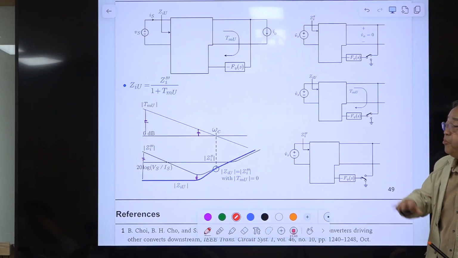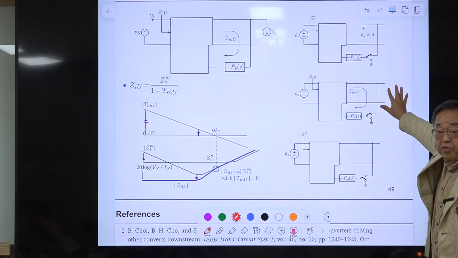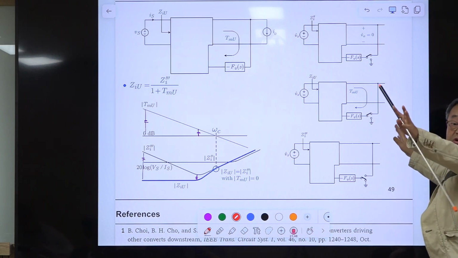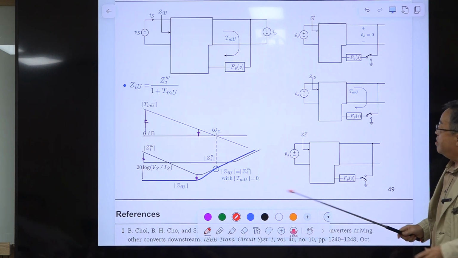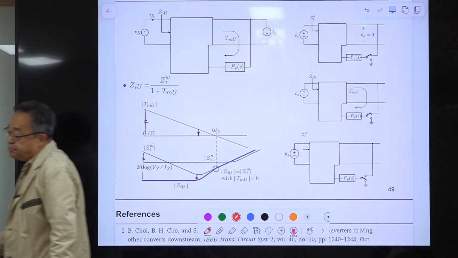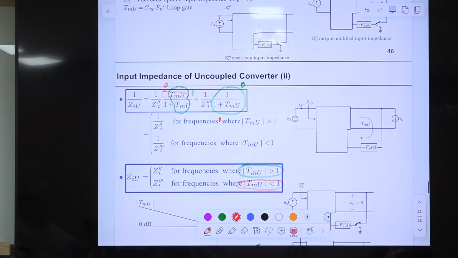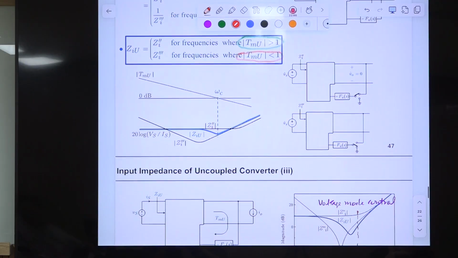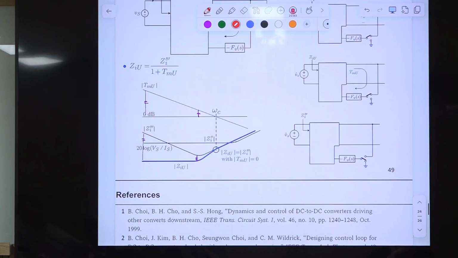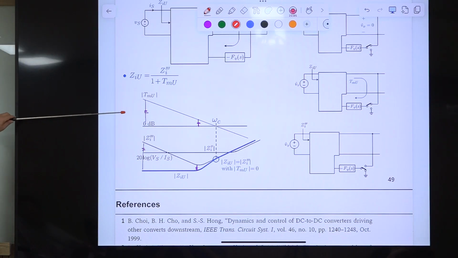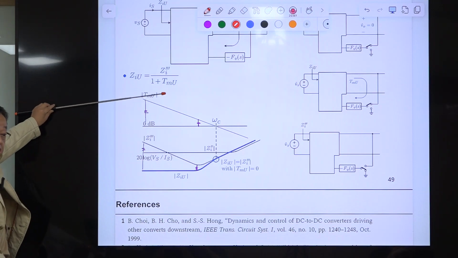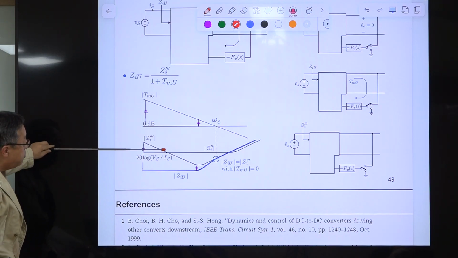Okay, output is there, feedback is there, but our output is somewhere here. Then you should use this one, this formula, Middlebrook's feedback theorem. If you use this one, you believe this is true. Many people believe this is true, and this is the plot.